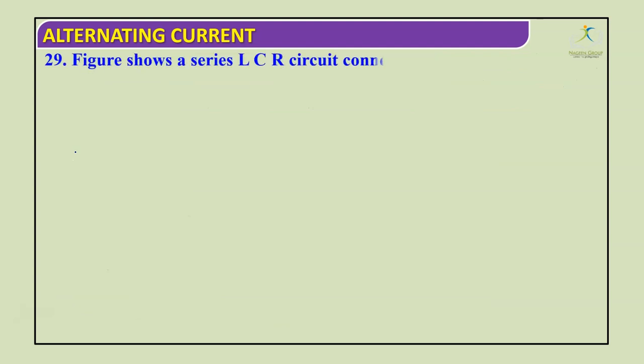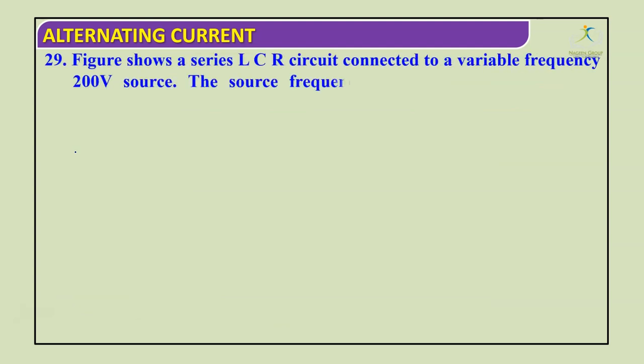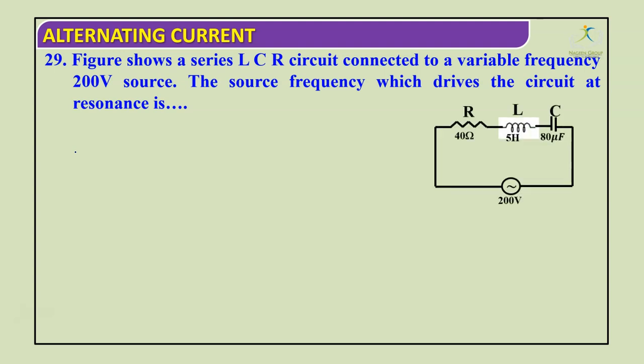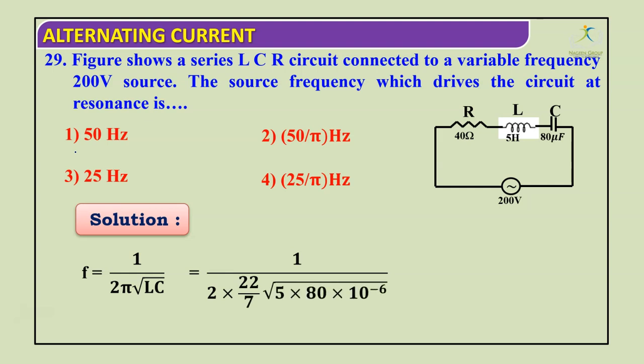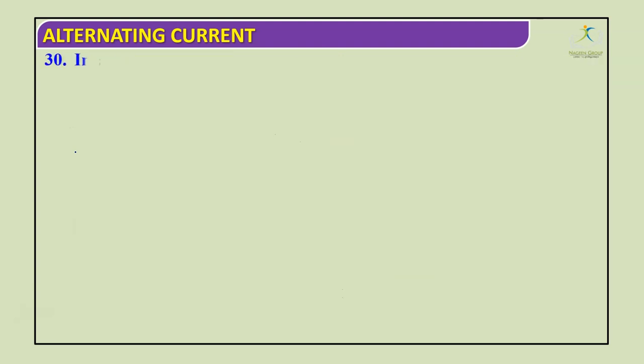Next question we have, the figure shows an LCR circuit connected to a variable frequency 200 volt source. The source frequency which drives the circuit at resonance is: 50 Hz, 50 by pi Hz, 25 Hz, 25 by pi Hz. Solution which we have, f is equal to, we know, 1 by 2 pi under root LC. So for 1 by 2 pi, we take the value 22 by 7. We just put all these values and get the result 25 by pi Hz. According to that, the last option is the right one.